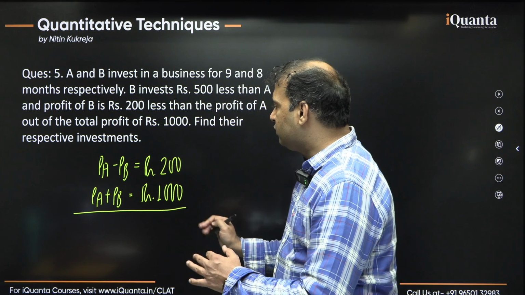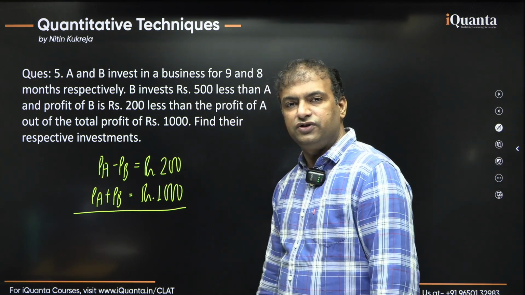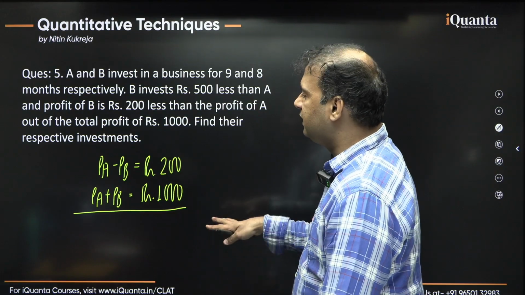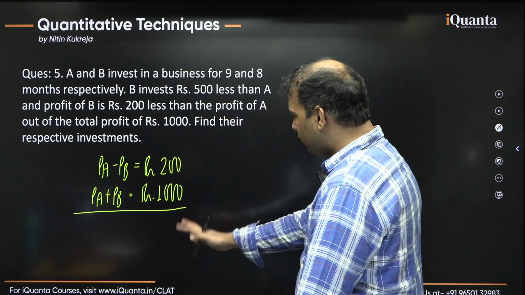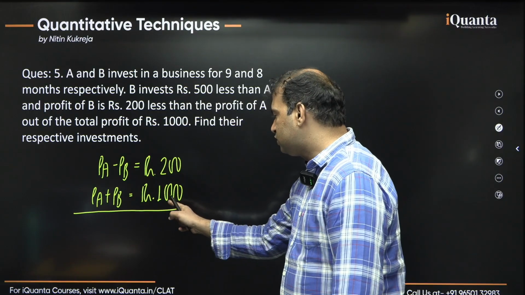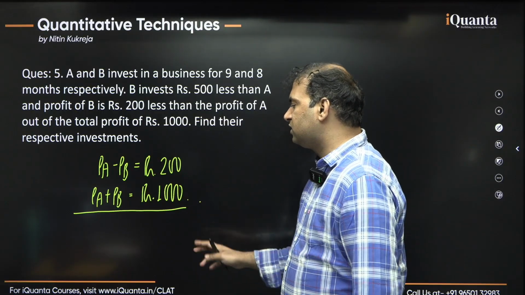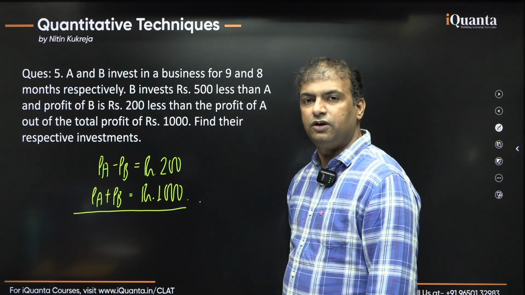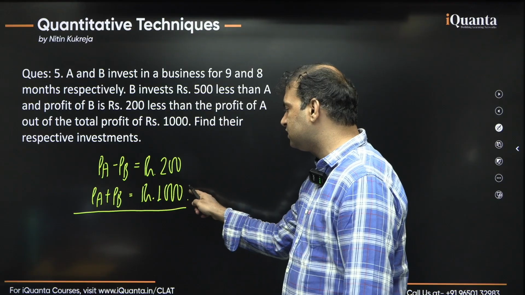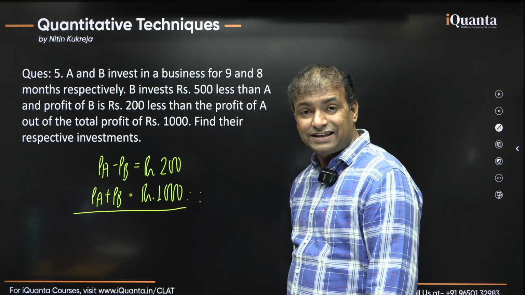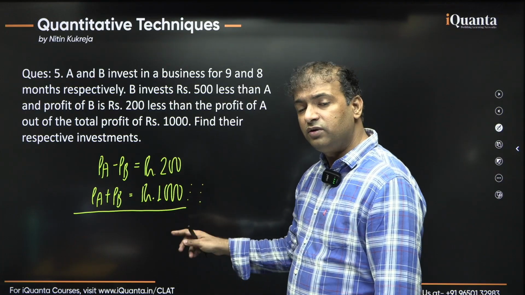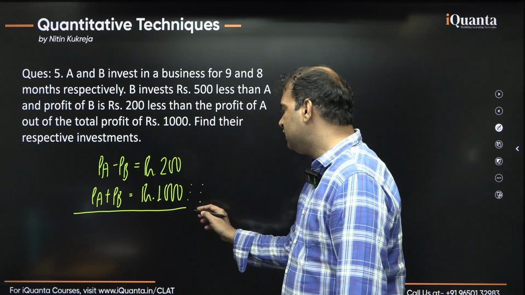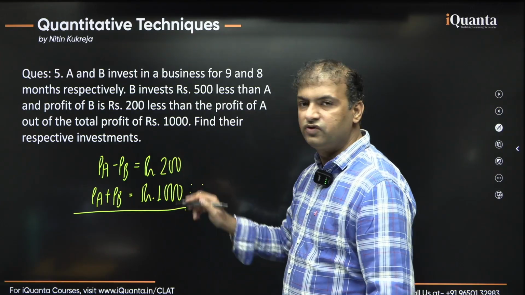Or if you do some hit and trial, then also you will get the values of PA and PB. How? You can read like this. The sum of them is 1000 and the difference of them is 200, right? If you do some hit and trial, let's say you say 900 and 100, then the difference will be 800, not 200. If you say 800 and 200, the sum will be 1000, the difference will be 600, not 200. If you say 700 and 300, the difference will be 400, not 200. And if you say 600 and 400, now the difference will be 200, right?